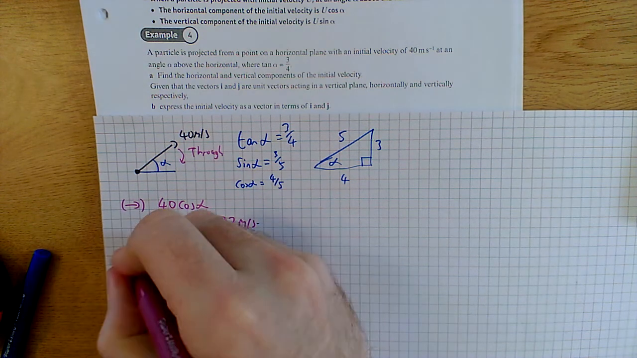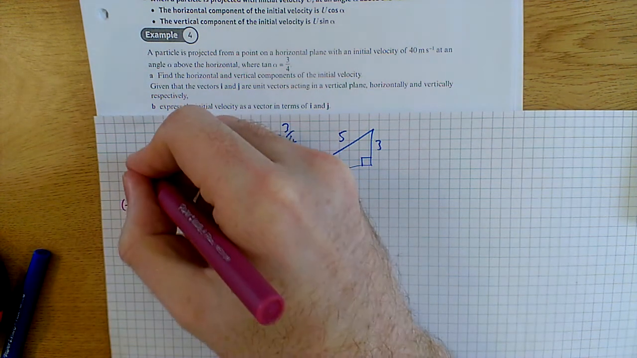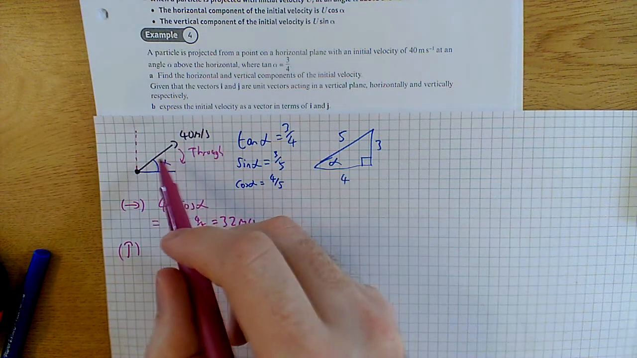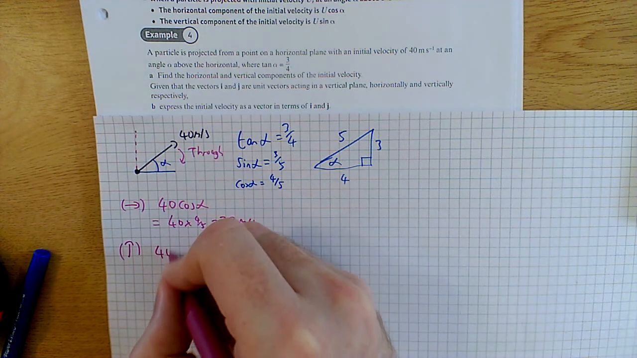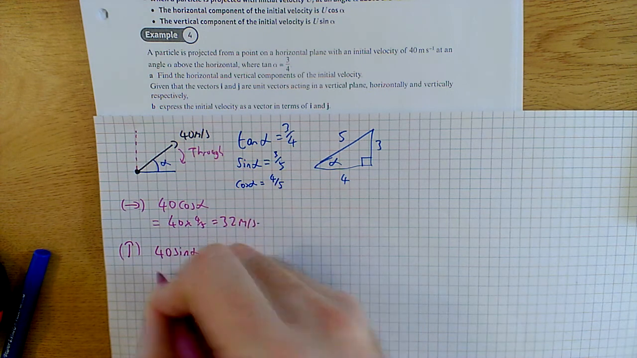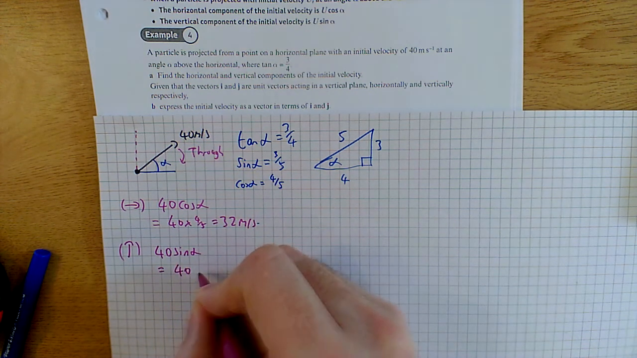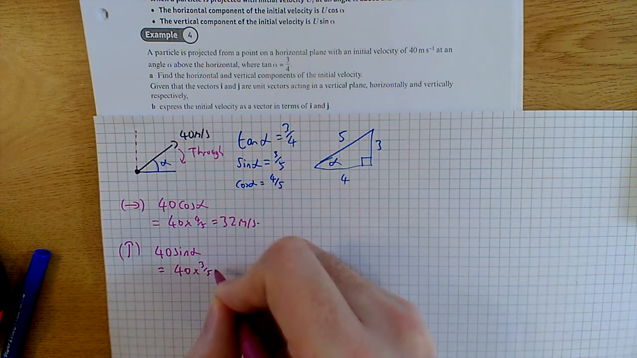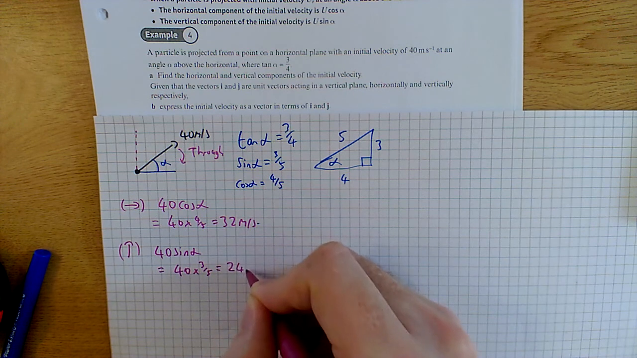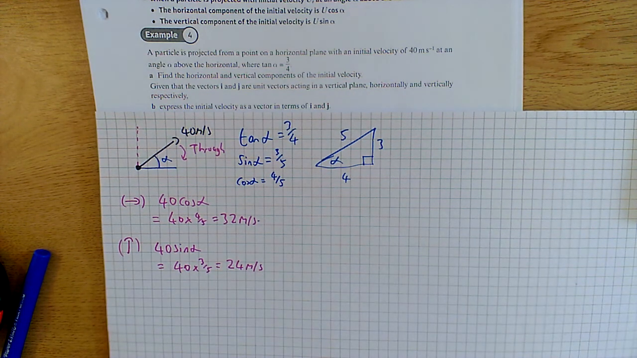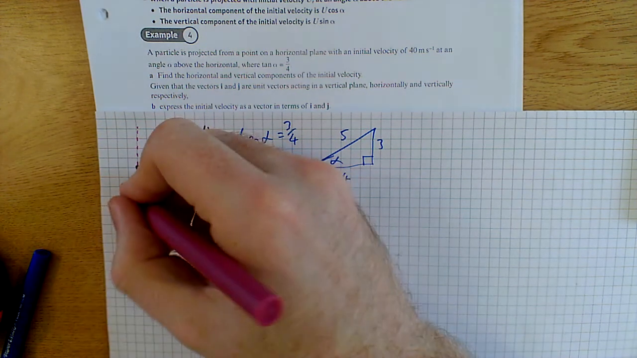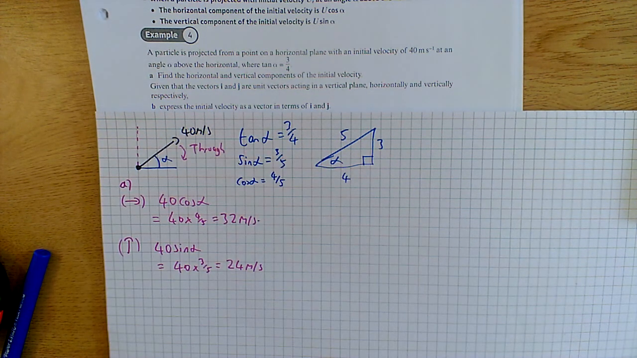We can do the same for the vertical, right? And if we draw in this vertical line, we can see that to get to that vertical line, we have to move away from the alpha, so it's going to be 40 sine alpha, just like our previous work on this. So this is 40 times 3/5, which is 24 meters per second. Okay, that's part A. Part A just asks us to find the horizontal and vertical components.